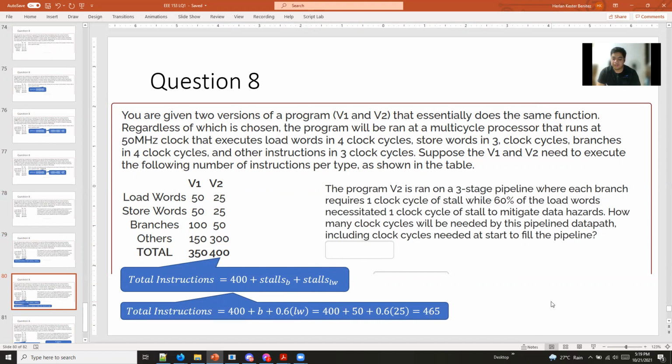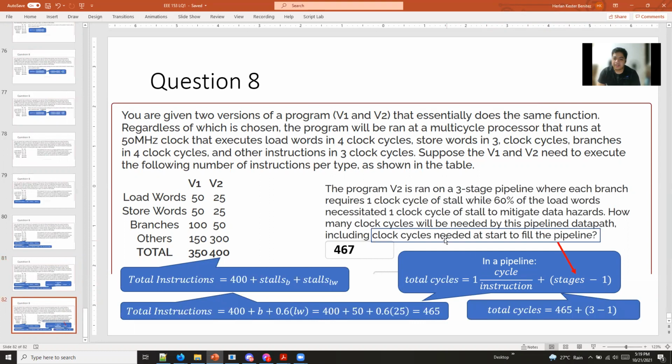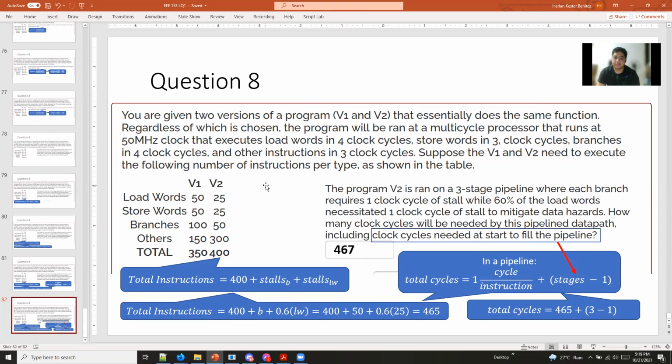of 465 instructions. And then, yun nga sa pipeline, ang total cycles natin is 1 cycle per instruction lang tayo, plus stages minus 1. Ano yung stages minus 1? So, siya yung clock cycles needed to fill the pipeline. So, stages minus 1 is 3 minus 1, 465 plus 2, 467. So, ayun.